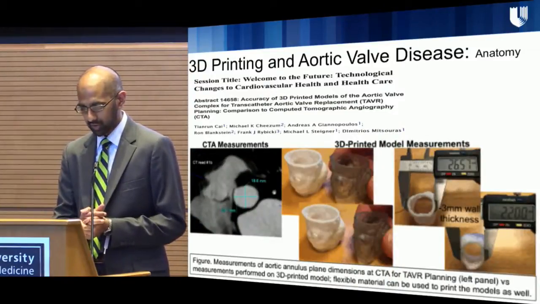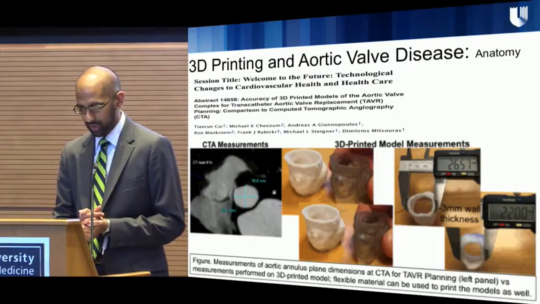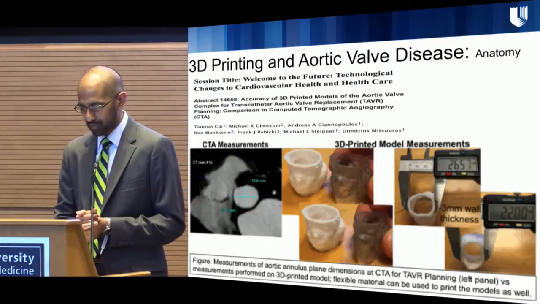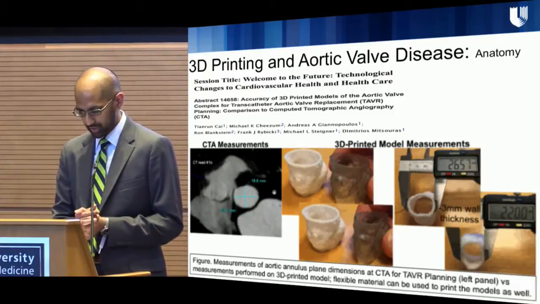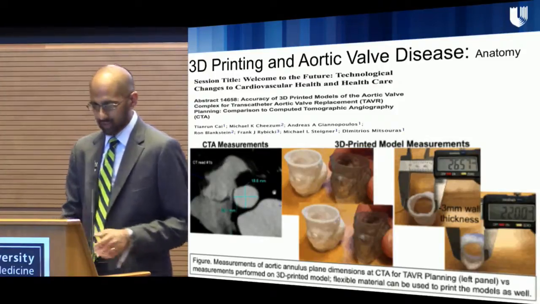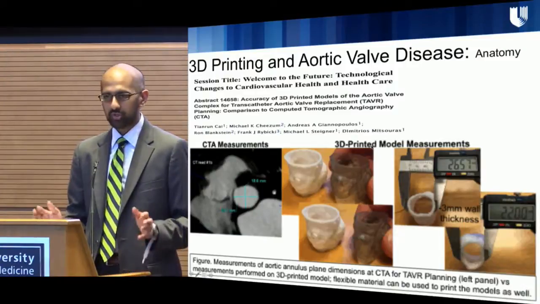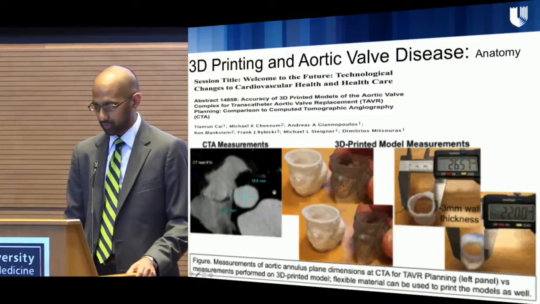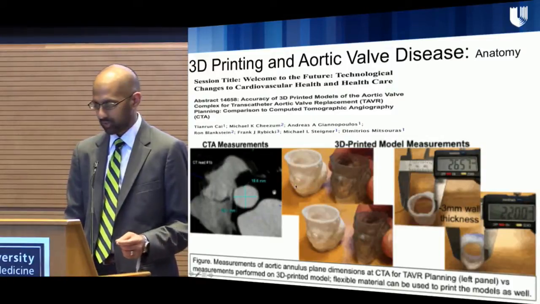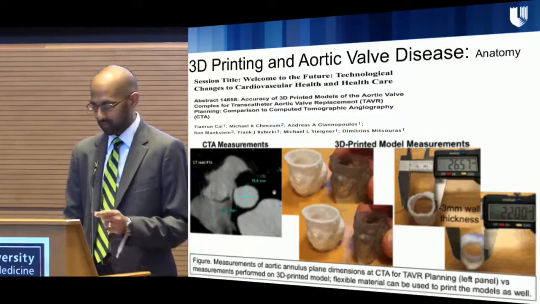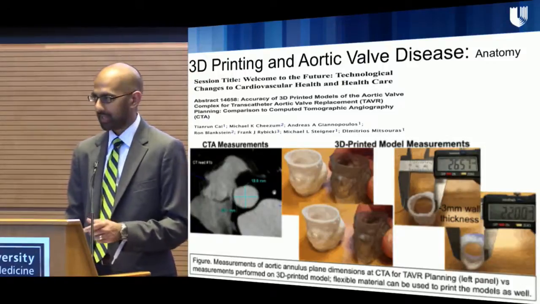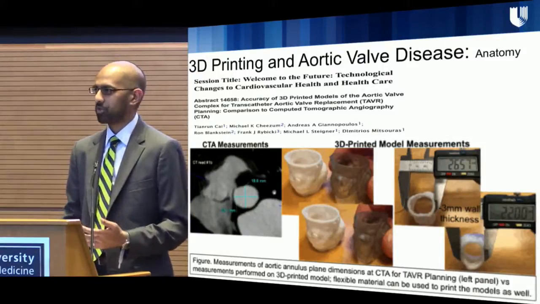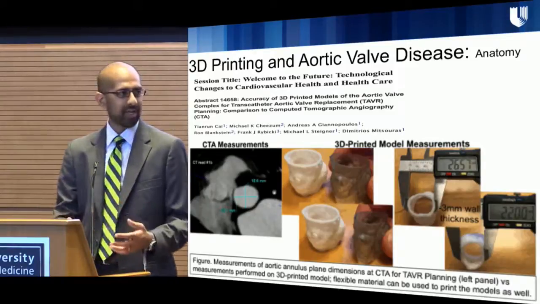So I'm going to take you through a couple of publications, and just keep in mind that the maximum N for all of these publications put together, I think, is about 15. So the first step is just looking at anatomy itself, and what this paper did was they took a CT scan of patients who are going to undergo TAVR. They literally printed the aortic root, and then they measured the thickness of the aortic root via CT versus the wall thickness of their prints, and they correlated it and said, yes, it looks about the same. So we can print what we get out of a CT.